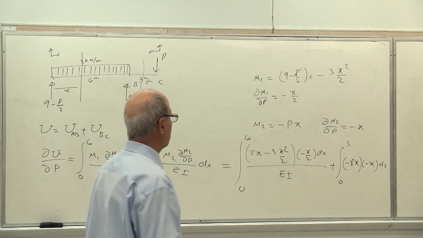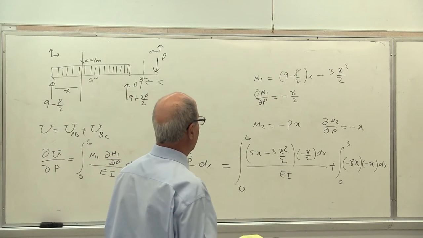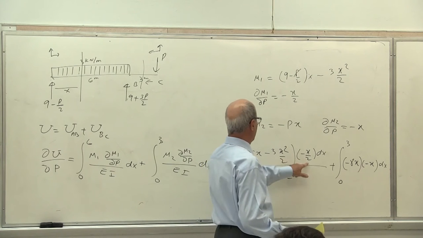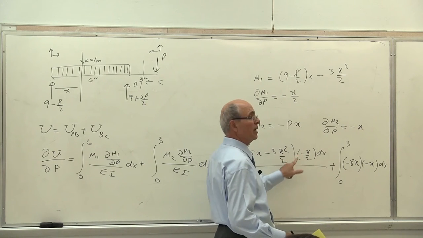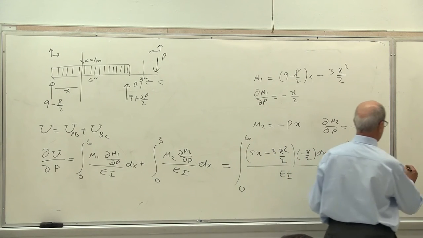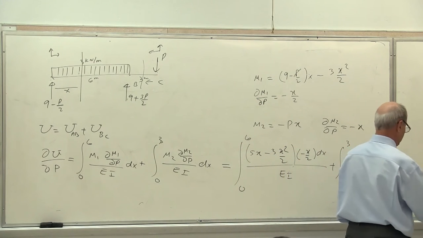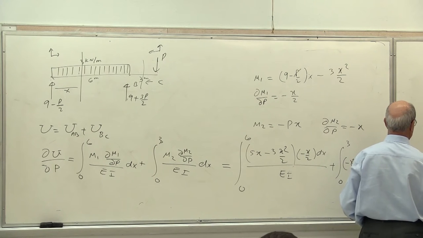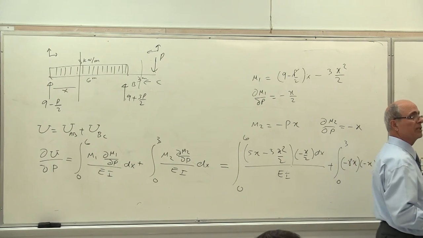So therefore, here it is. The rest is simple integration. This becomes 5 over 2 x squared. This becomes x cubed, integral of x squared, etc. So the rest you have to do yourself. Hold on, let me finish that one. When you finish it, this becomes 135 divided by EI, which is a positive number. Yes?